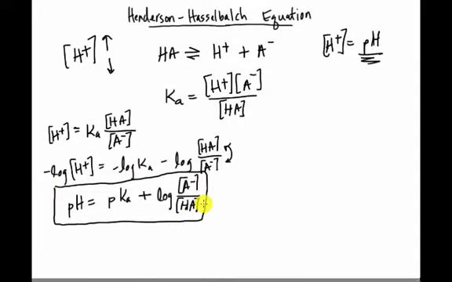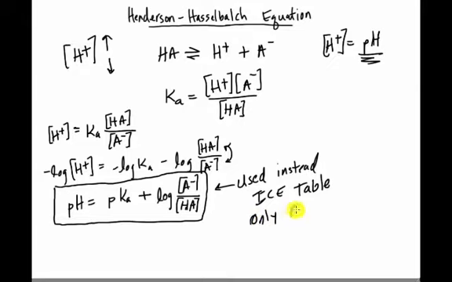But this is the Henderson-Hasselbalch equation, and this little gem right here, seriously, this is a great little equation, can be used instead of the ICE table. Now this only works for buffers, okay? So you have to have a buffer for this to work. Why does this equation only work for buffers? Because you have to have the base and the acid together. You have to have the weak acid and the conjugate base, okay?